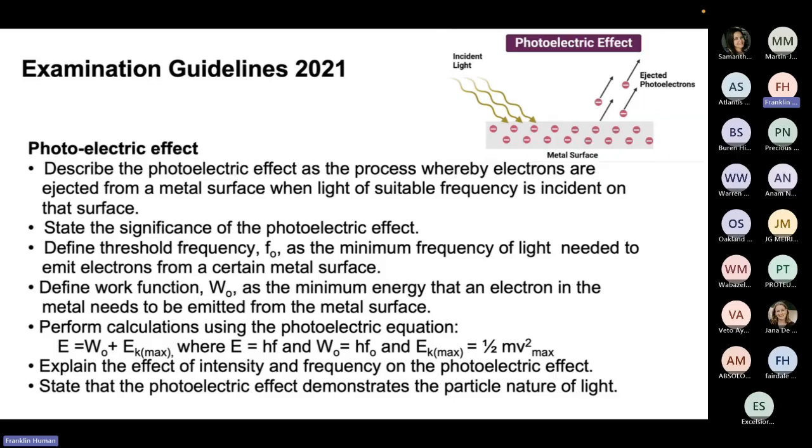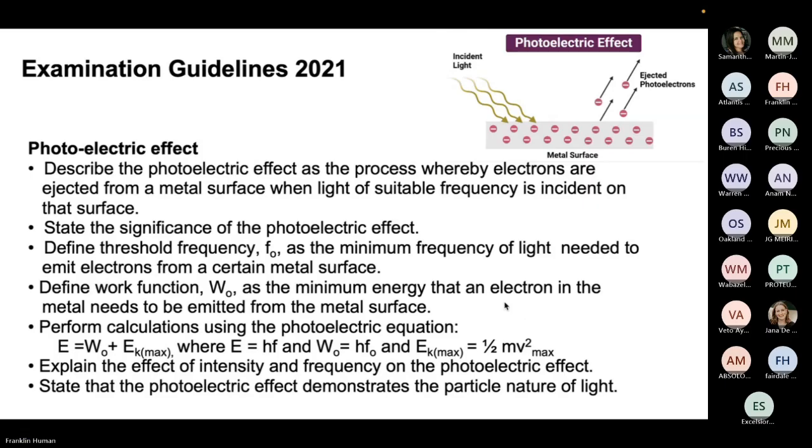Then also state the significance of the photoelectric effect. We'll get into that a little bit later. Threshold frequency, etc., etc. And the second last bullet point also says explain the effect of intensity and frequency on the photoelectric effect. And I'll demonstrate that as well.